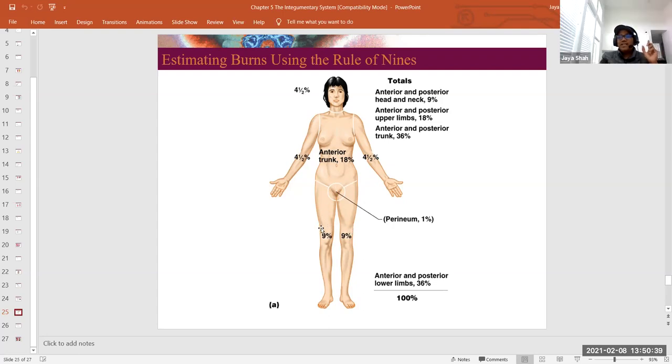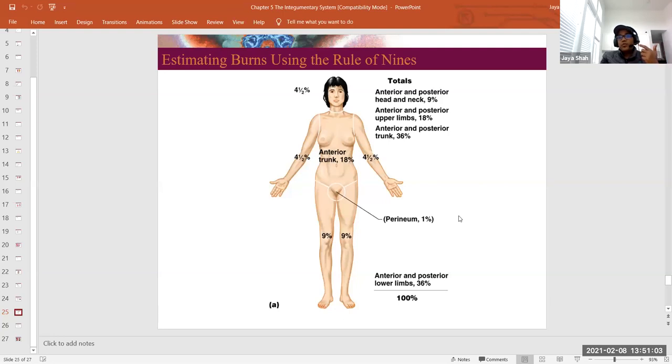That is 99% plus 1%. I have no idea why the private body region has only 1%. That is an important area. There should be some more percentage. I think it is based on survival. Even if you lose that area, you can survive. That's why they have put the less area, okay?